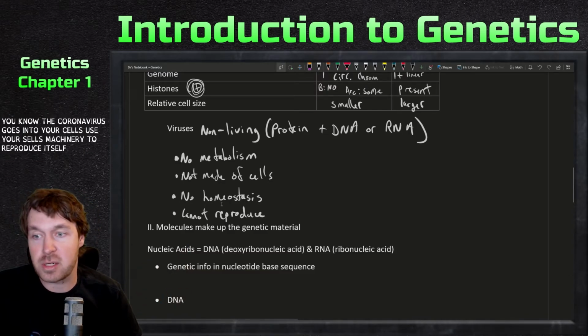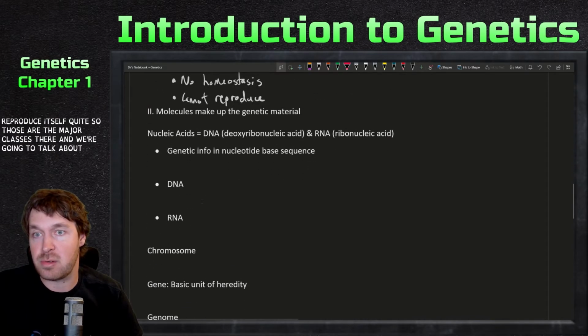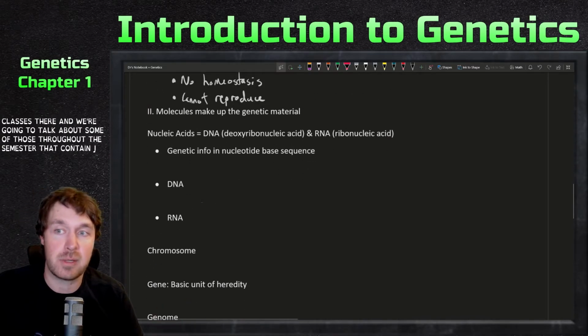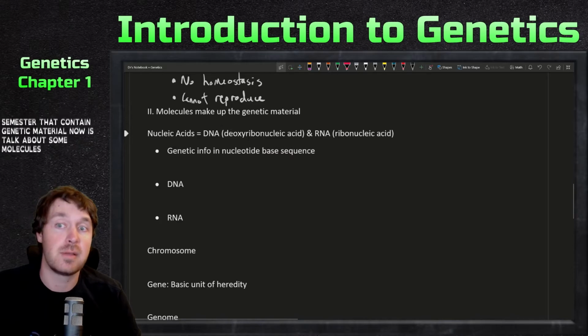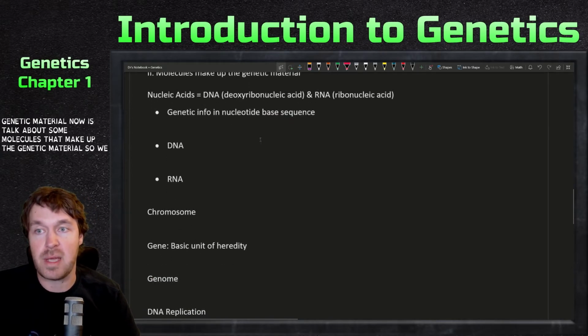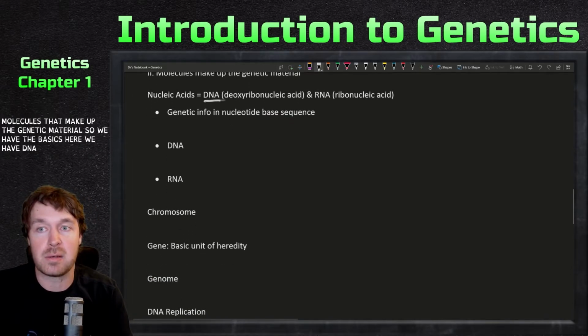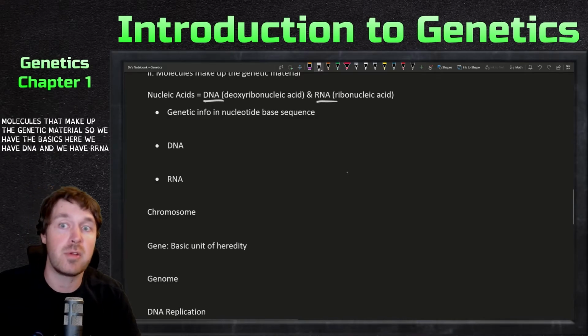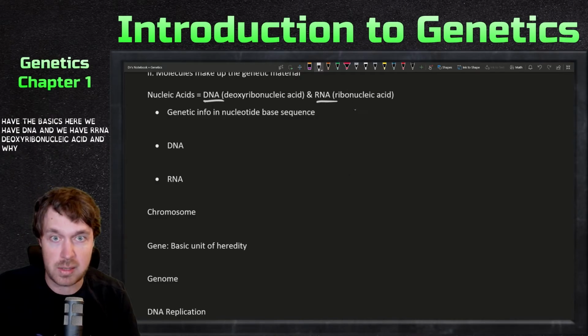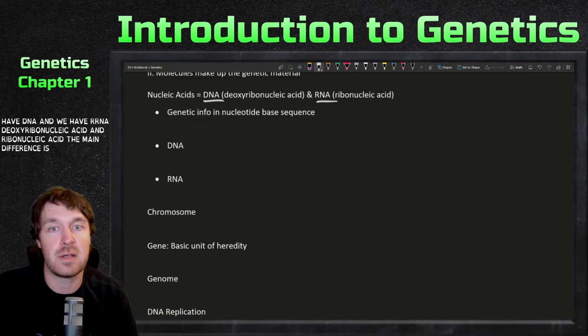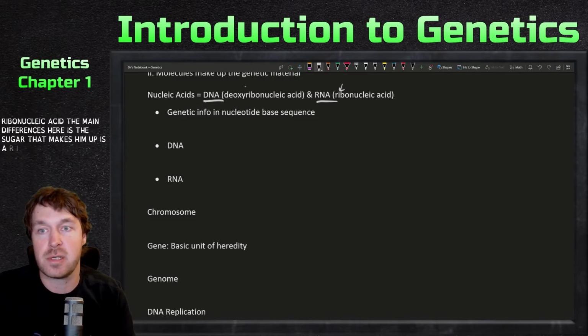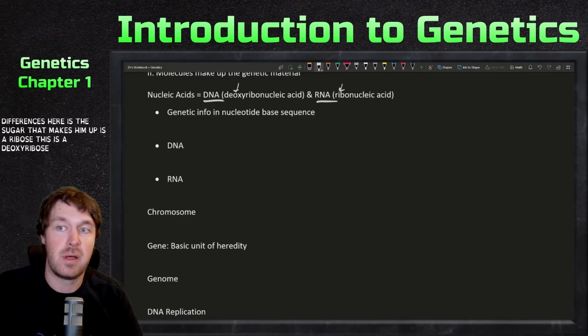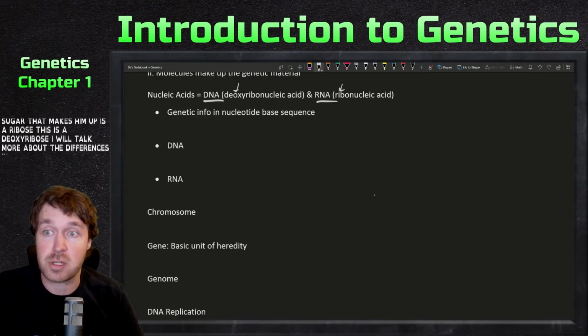All right, so those are the major classes there that contain genetic material, and we're going to talk about some of those throughout the semester. Now let's talk about some molecules that make up the genetic material. We have the basics here: DNA and RNA, deoxyribonucleic acid and ribonucleic acid. The main difference is the sugar that makes them up. This is a ribose. This is a deoxyribose. We'll talk more about the differences in the structure later.